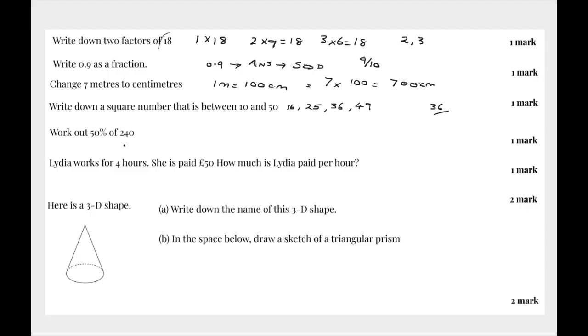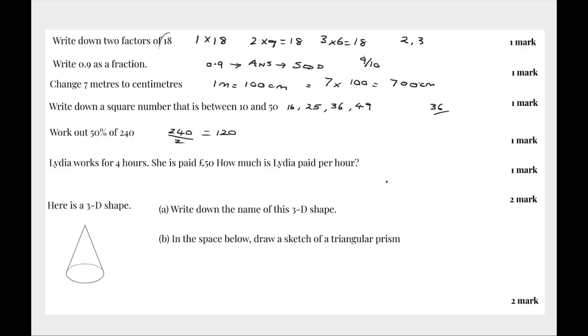Work out 50% of 240. So you can do that on your calculator, but it may be quicker just to halve it. And that's your answer, 120. Then you could put that in your calculator if you're really not sure, but sometimes you can get a bit flustered going onto the calculator for simple things.